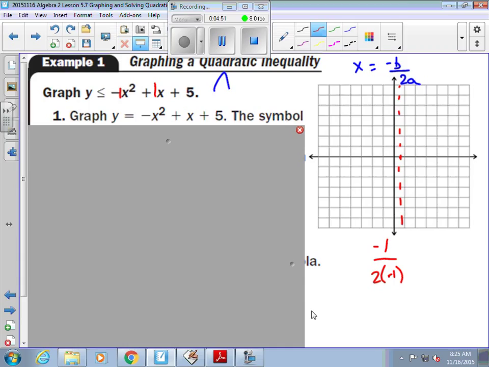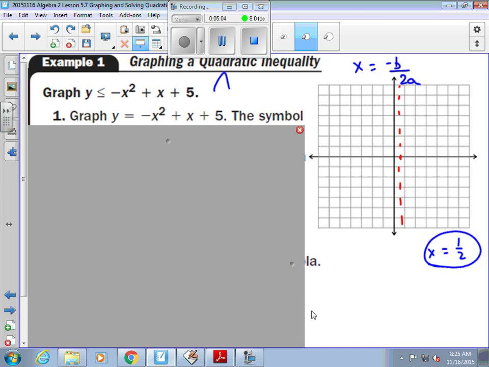So in order to find your y value, you're going to plug in x's value, which was positive 1/2. So in place of x in the equation, we're going to plug in 1/2. Right here, y is equal to, I know it doesn't say equal to, it says less than or equal to, but we're going to graph it as if it says or equal to. Y is equal to negative 1/2 squared plus 1/2 plus 5.